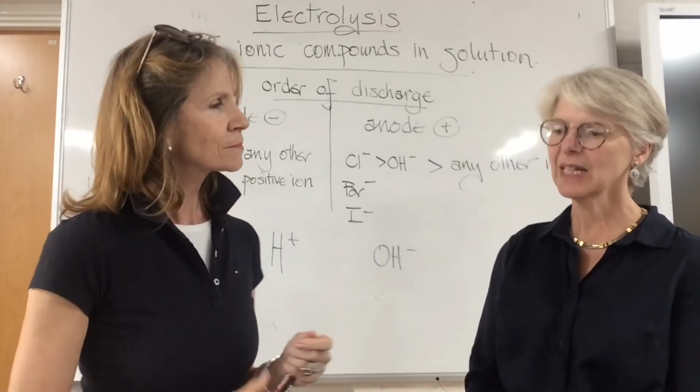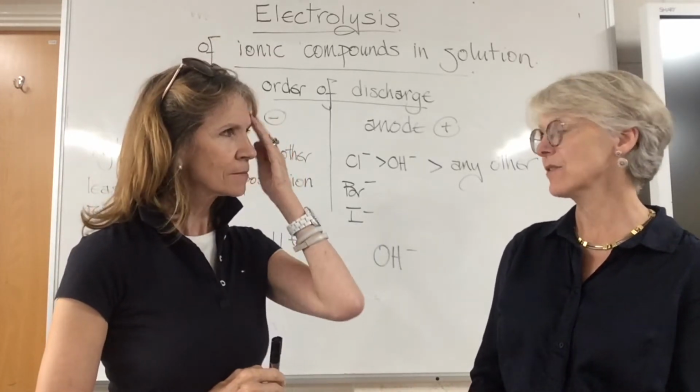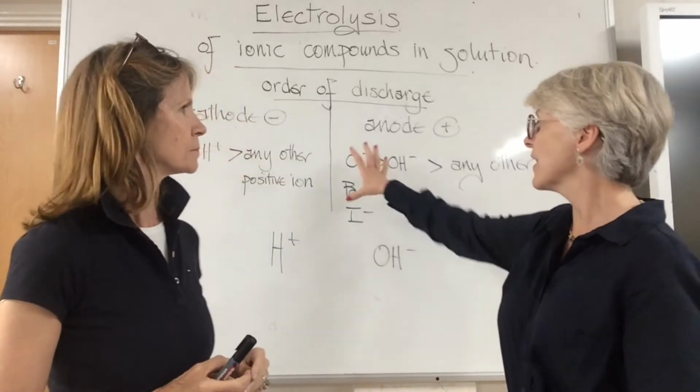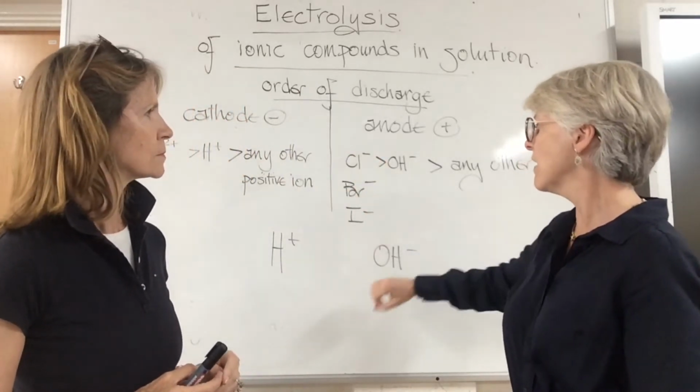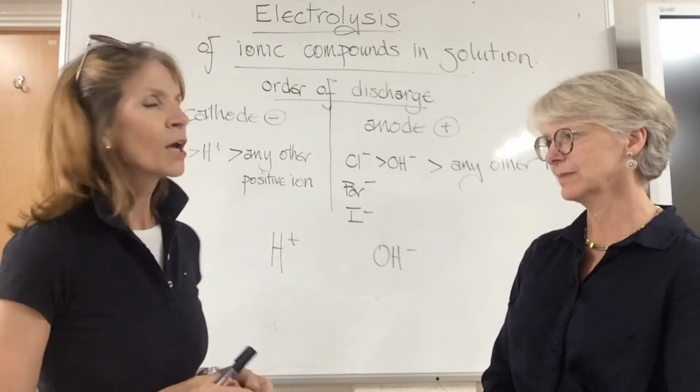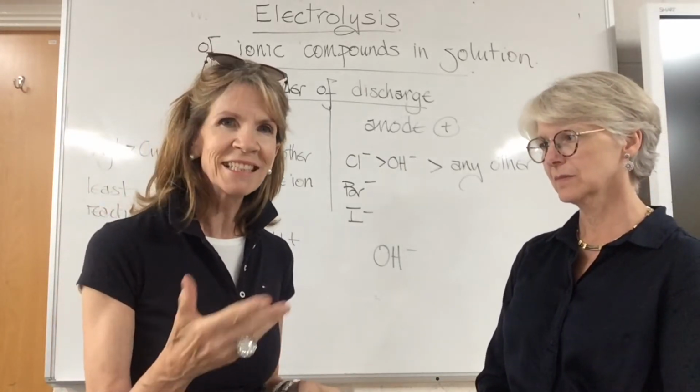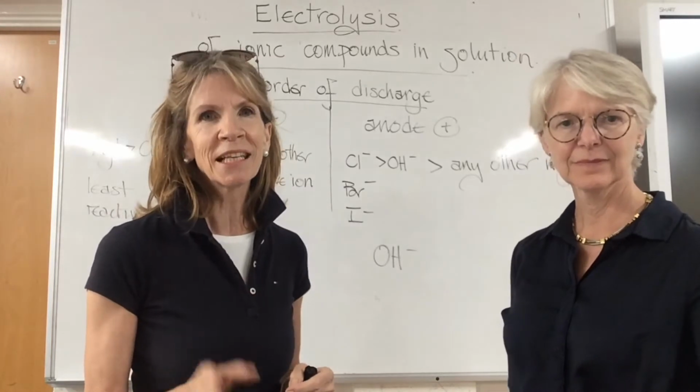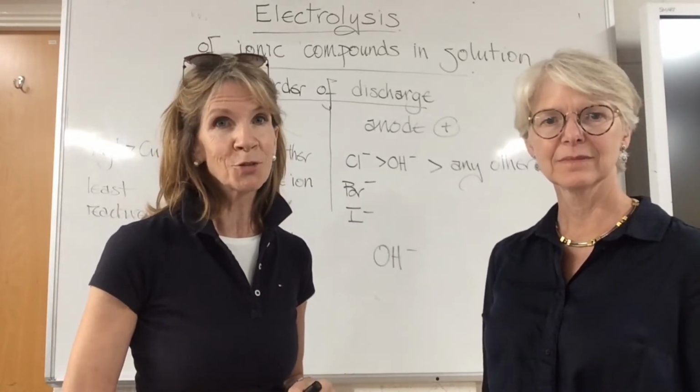Right, so in summary, if you've got a halide, that's chloride, bromide or iodide, they will be discharged. After that, it's the OH-, the hydroxide ion. So we're going to use these rules in the next vlogs where we're going to be electrolysing specific solutions.